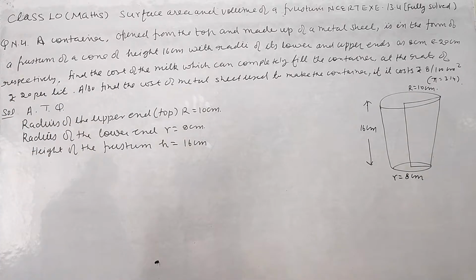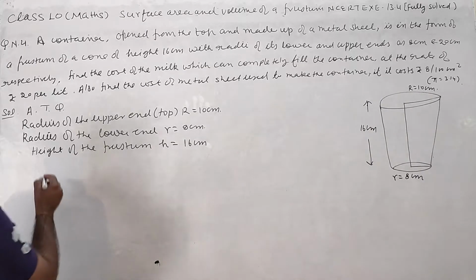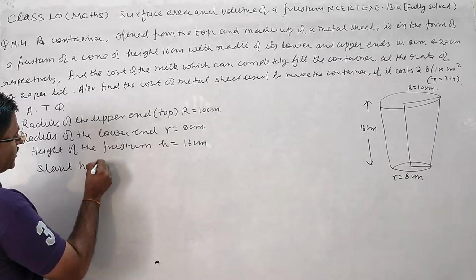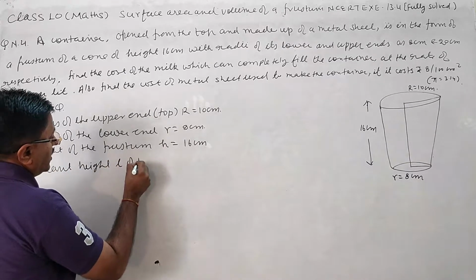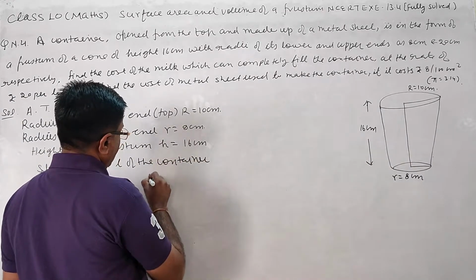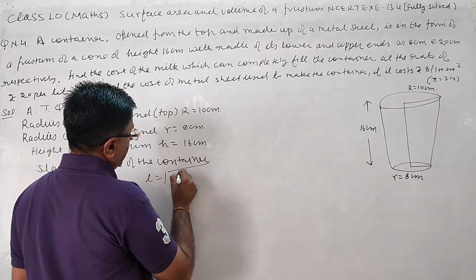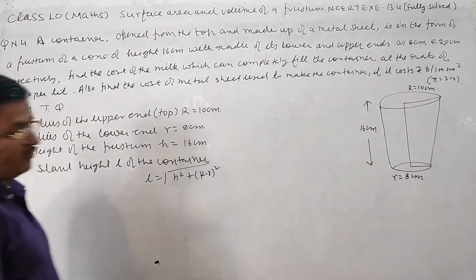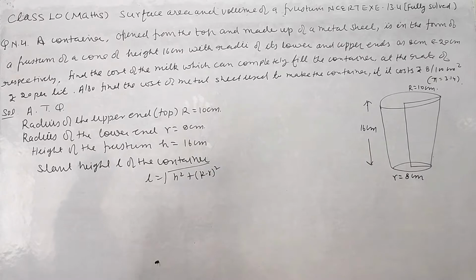Now to find the area, student, we need the slant height. So we want to find the slant height of the container. Clear? Height of the container is given, now slant height L of the container. So L is given by the formula root of h square plus R minus small r, the whole square. For the frustum we use this formula. So put in the values.